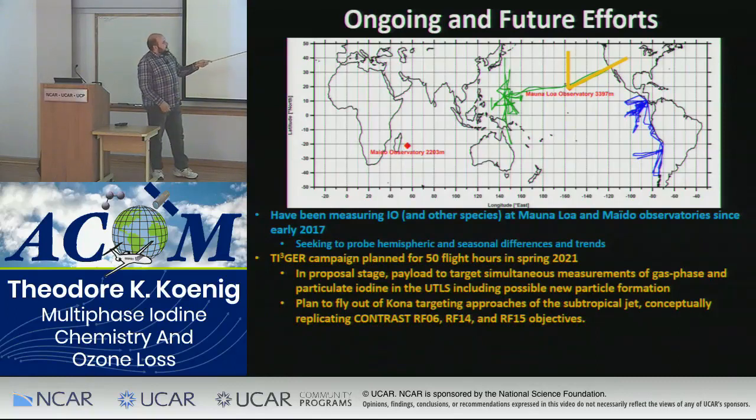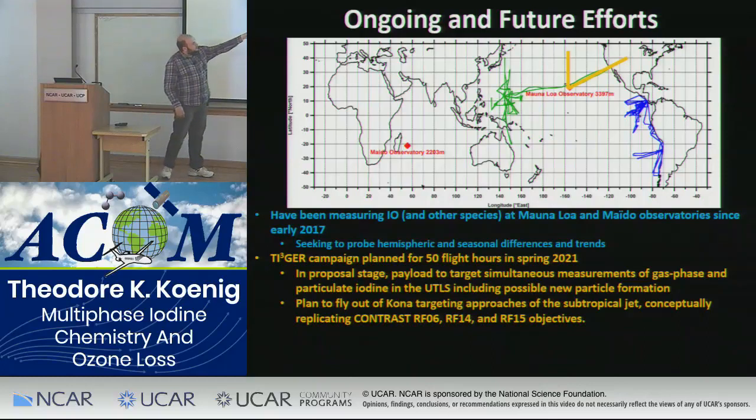The plan here is that we're applying for 50 flight hours. We would fly from Broomfield to Kona, Hawaii, and then we have a payload which would measure both particulate iodine and gas phase iodine simultaneously. We're also targeting specifically new particle formation, which might be tied to iodine. This is an aspect of our research that I haven't spent very much time on in this talk.